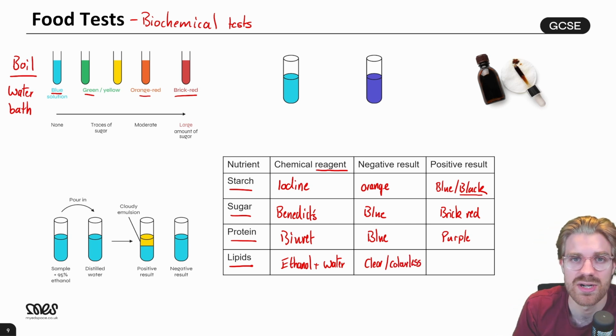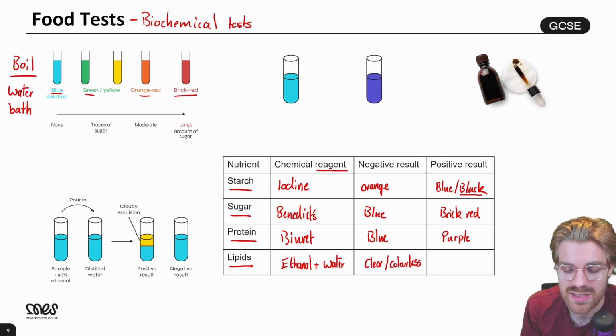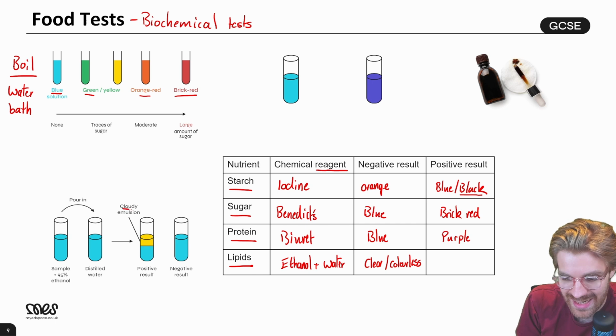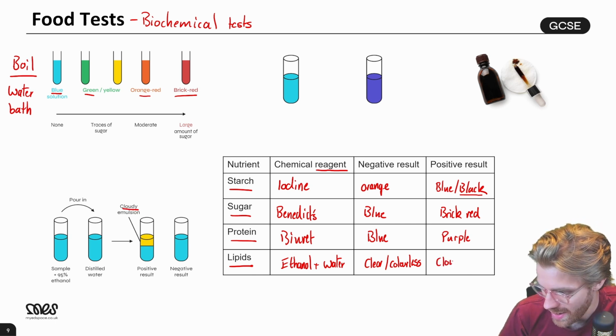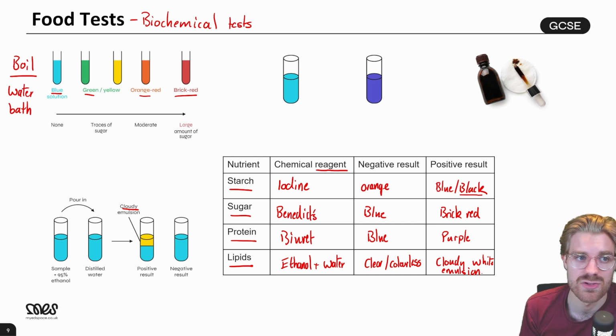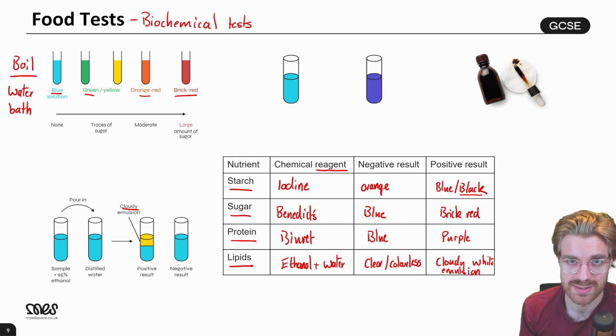If the lipids are present, the ethanol, when mixed with the water, is going to form an emulsion. We're going to end up with this cloudy emulsion being produced. So a cloudy white emulsion. This is why sometimes this test is referred to as the emulsion test.